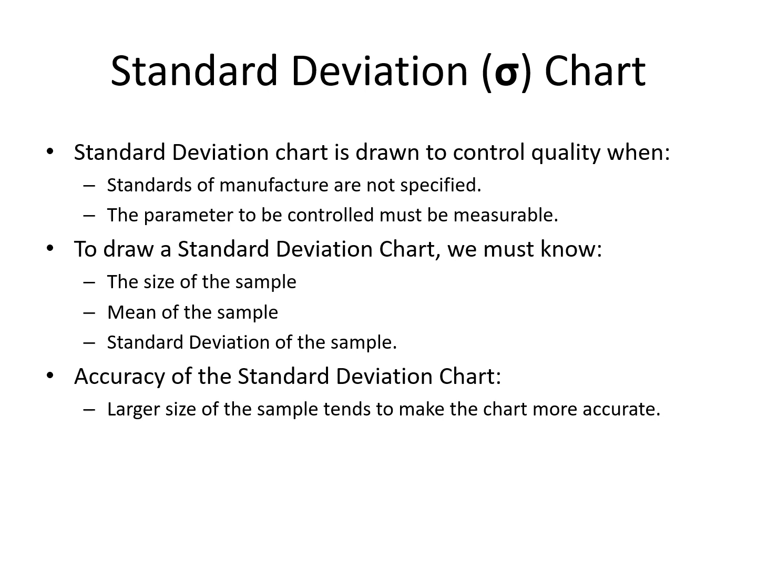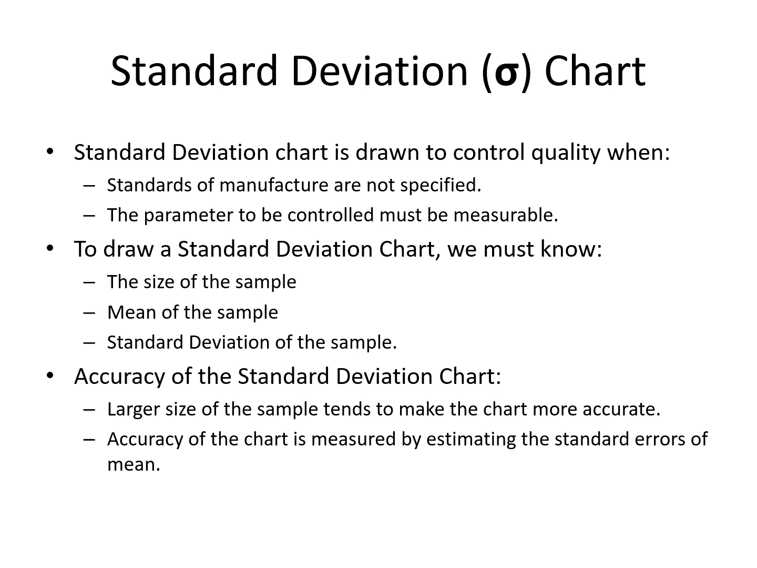So the sample would represent the population in a better way when the size of the sample is large. To estimate the accuracy of the chart, we use a term which we call the standard error of the mean. What is the standard error of the mean? It is nothing else but the deviation of the actual mean of the population from the sample mean.